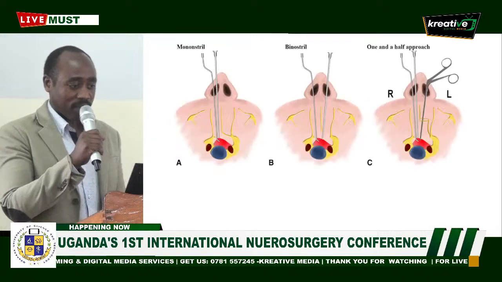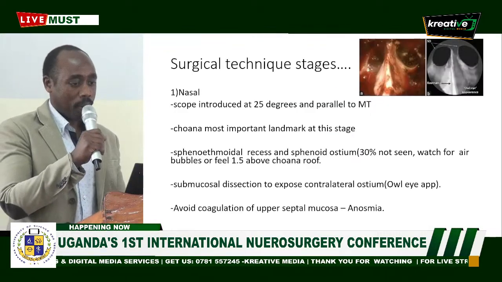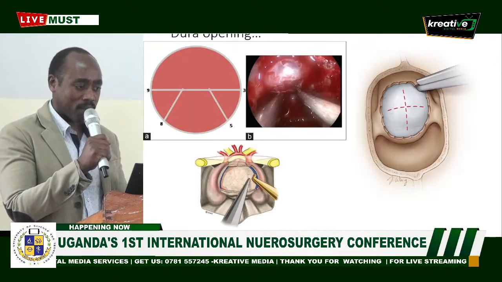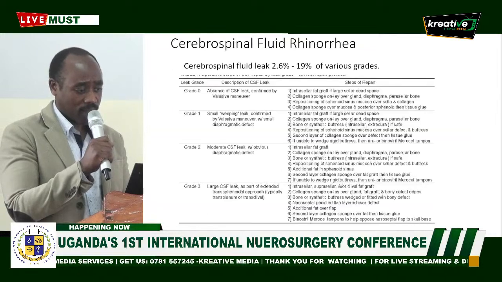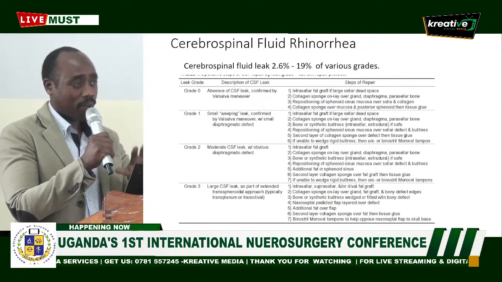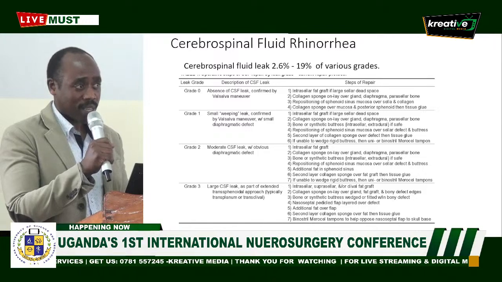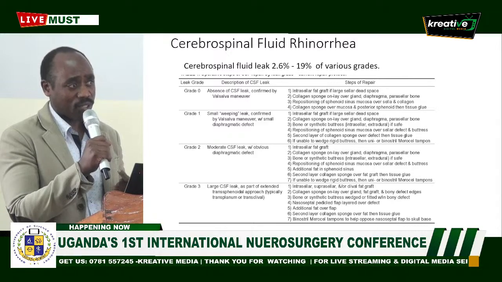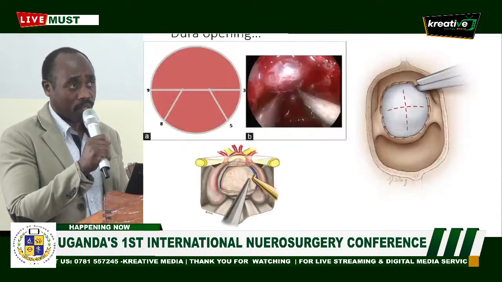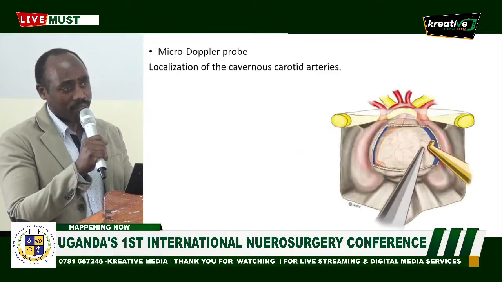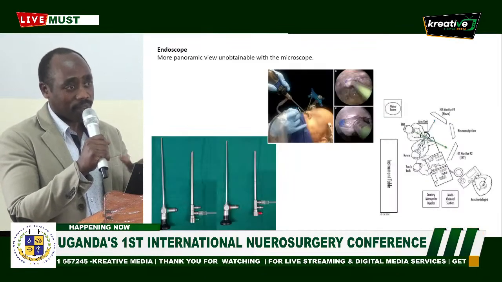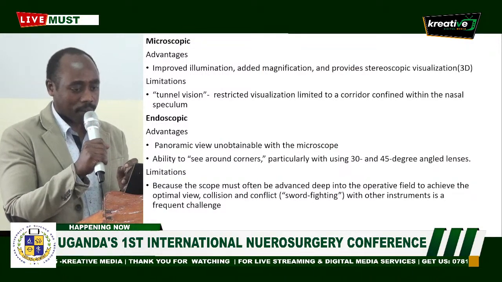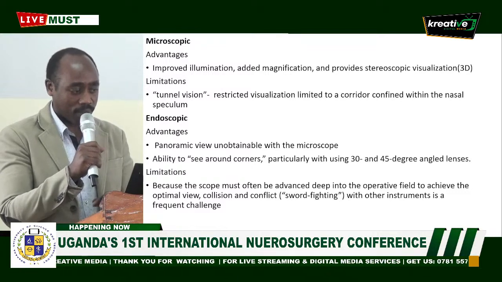So, microscopic versus endoscopic: various studies have looked at the advantages and disadvantages, but the major one really is that the microscope gives you tunnel vision, whereas the endoscope gives you panoramic vision. These are the major differences. But several studies, in terms of achieving gross total resection and hormonal remission, have found them to be similar. So this is the major advantage of the endoscope vis-a-vis the microscope.